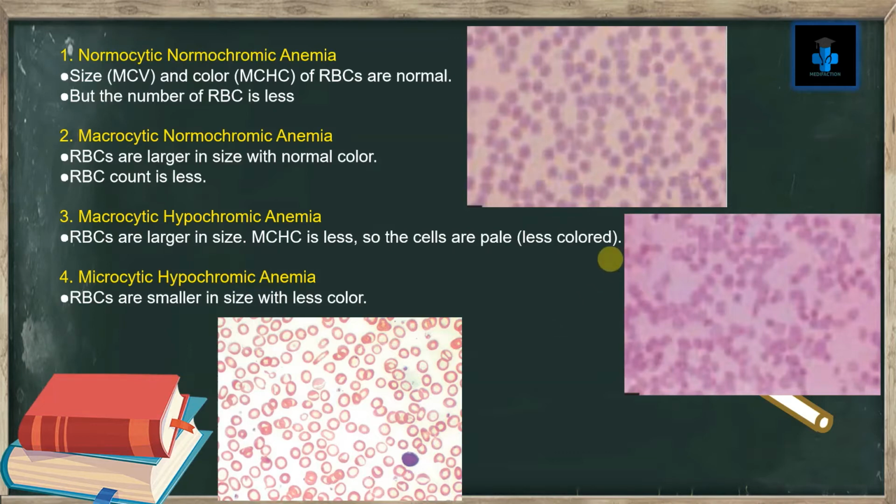The third type is macrocytic hypochromic anemia. It means the RBCs are larger in size, but since it is hypochromic, it will be less in color or MCHC, so the cells are pale. Number 4 is microcytic hypochromic anemia. Here, the RBCs are smaller in size with less color. This is how a microcytic hypochromic anemia looks in microscopic view. This is what a hypochromic anemia looks like, and this is a normal RBC.